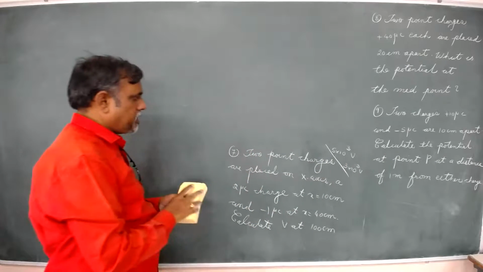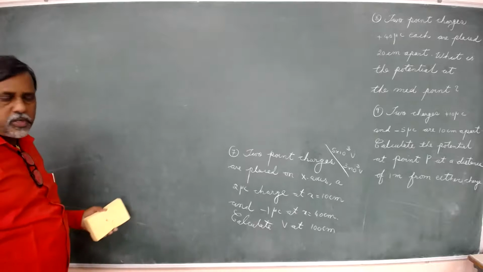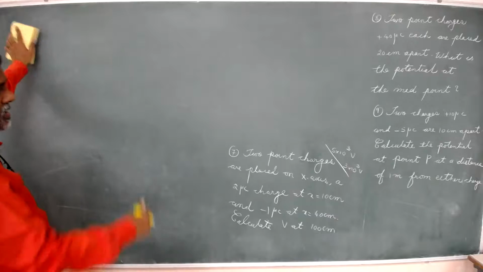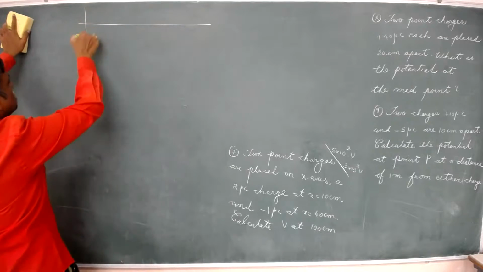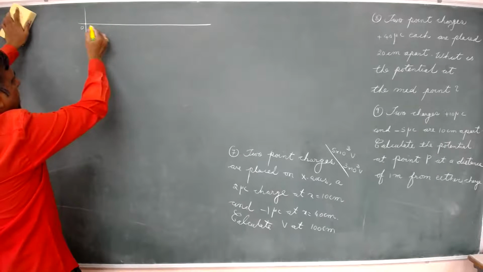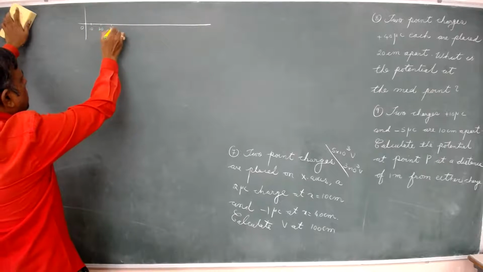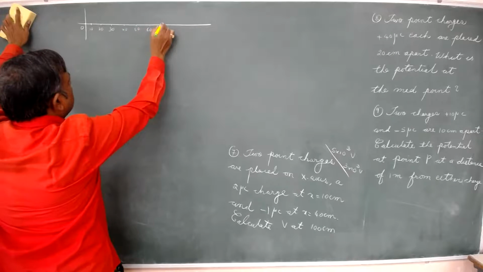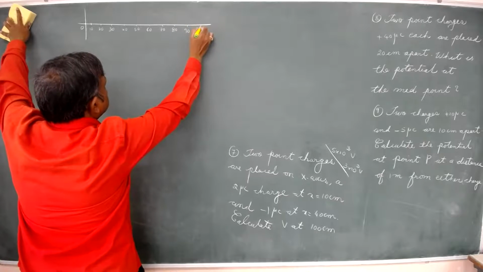Okay, so there are two point charges placed on the x-axis: a 2 microcoulomb charge at x equal to 10 centimeter and a minus 1 microcoulomb charge at x equal to 40 centimeter. Here, the given situation I will be taking like this. So this is the x-axis, this is the origin. I will be taking the scale like this: 10, 20, 30, 40, 50, 60, 70, 80, 90, this is 100.